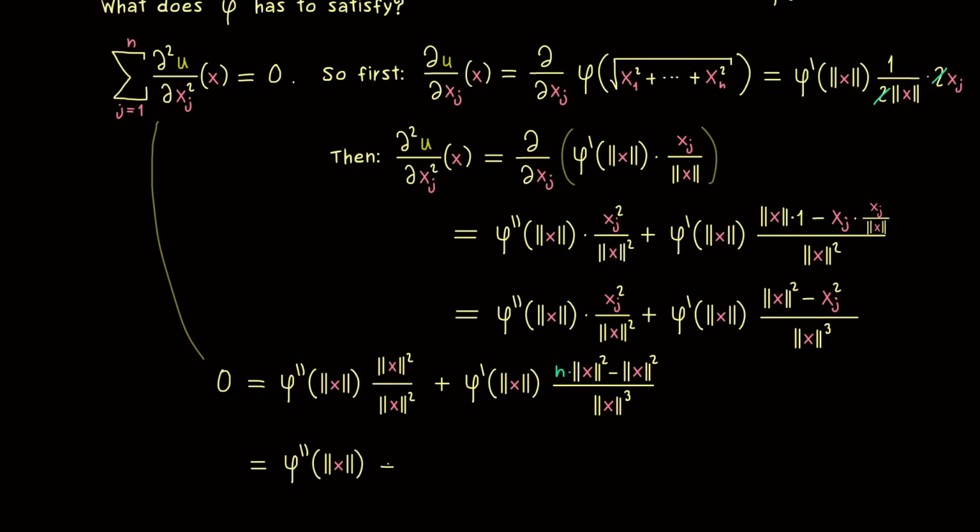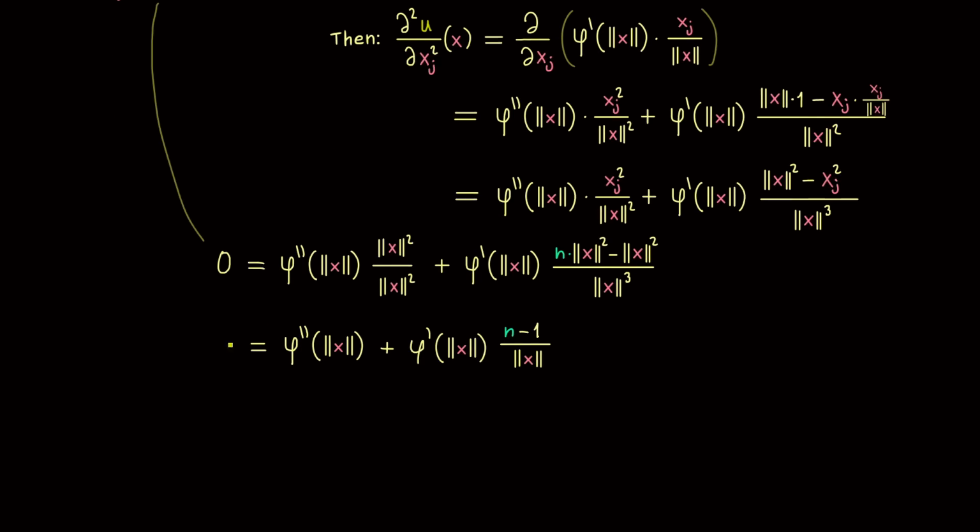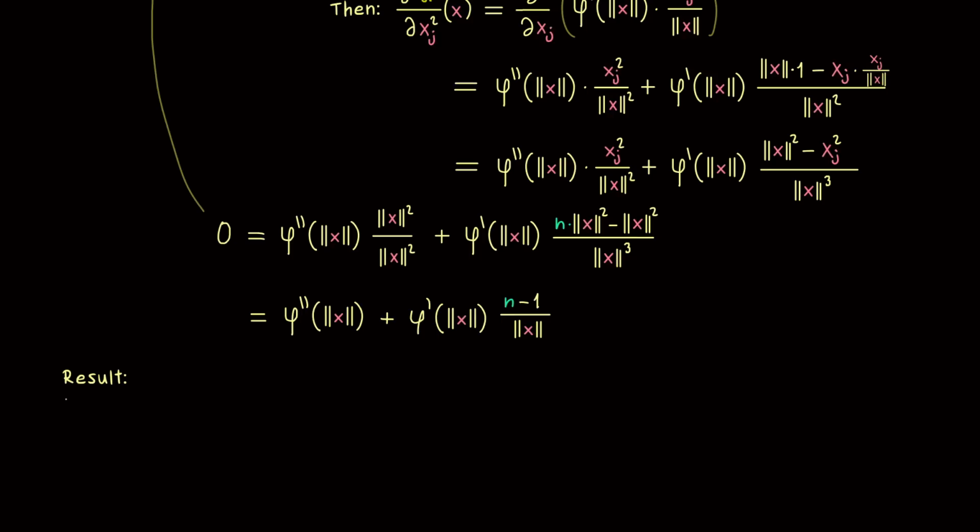The second derivative plus the first derivative times n minus 1 divided by the norm of x is equal to 0. In other words, what we get out here is an ordinary differential equation for phi. So let's summarize that as our important result here.